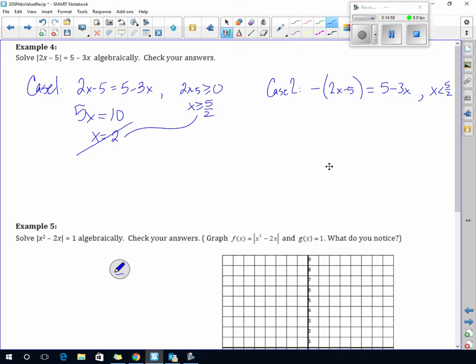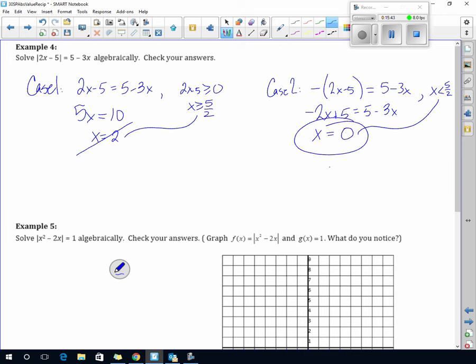Negative 2x plus 5 equals 5 minus 3x. Again, move the x's to one side, the constants to the other. If I move the negative 3x over to the other side, I get positive x. If I move the positive 5 over by subtracting 5, I get x equals 0. Is that true? Yeah. Again, just for fun, you can substitute it in because algebra guarantees you 100%, right? Sub it in, you get the absolute value of negative 5, which is 5, and this goes 5 equals 5. So my only solution is x equals 0 in this case. Okay, are we good? Okay, moving on.